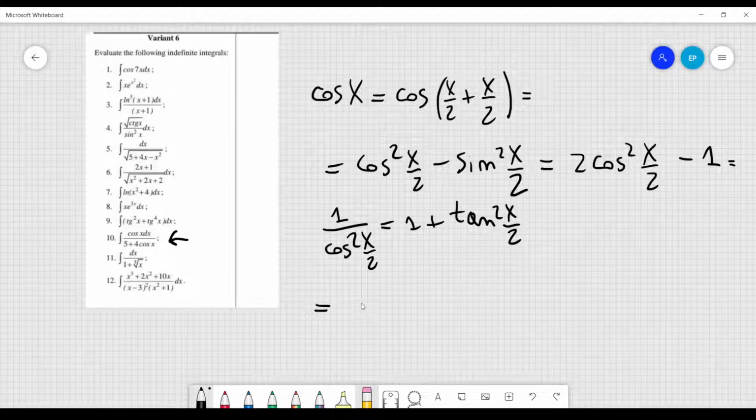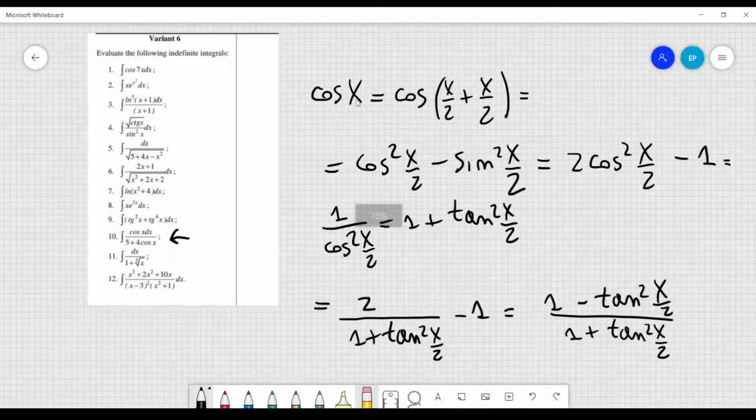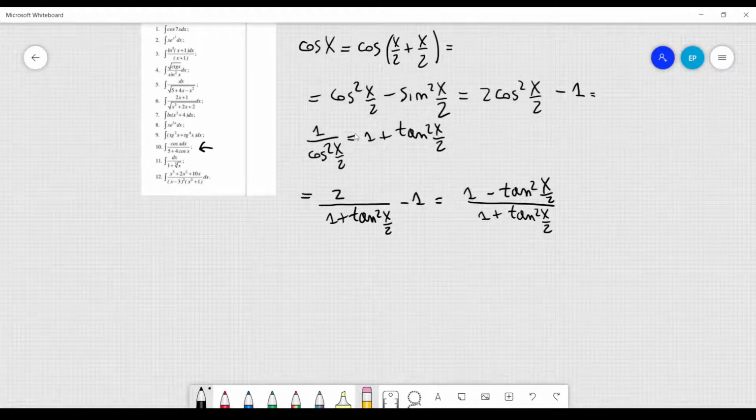So this is equal to 2 divided by 1 plus tangent squared of x over 2 minus 1, and this is equal to 1 minus tangent squared of x over 2 divided by 1 plus tangent squared of x over 2. We will need this, so this is something that I'm going to use. Then let's do something similar also for the sine.